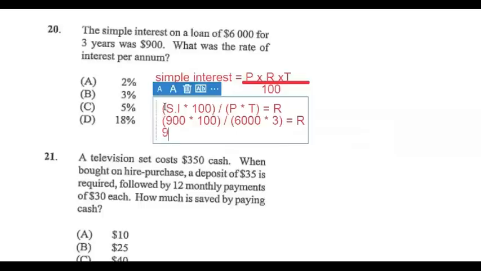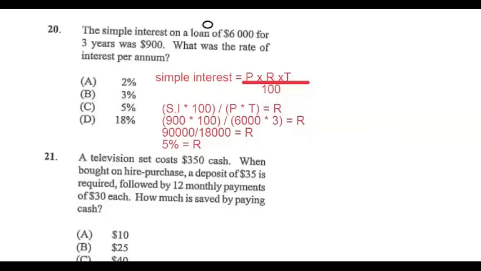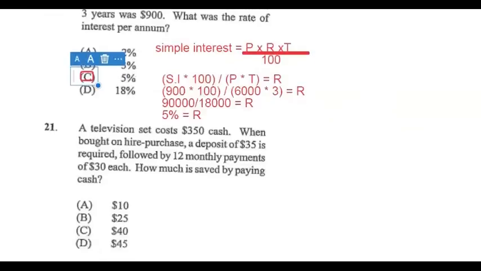And this is $90,000 divided by 18,000, and that is equal to R. And 90,000 divided by 18,000 is equal to 5%, and that is equal to R. So the answer to 20 is C. And we are moving along.